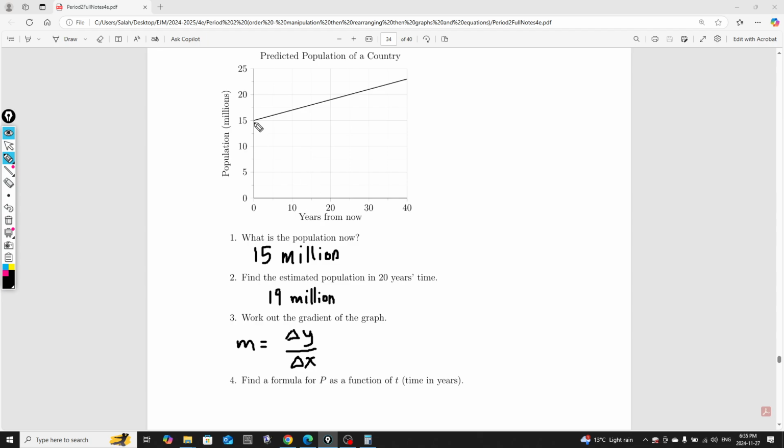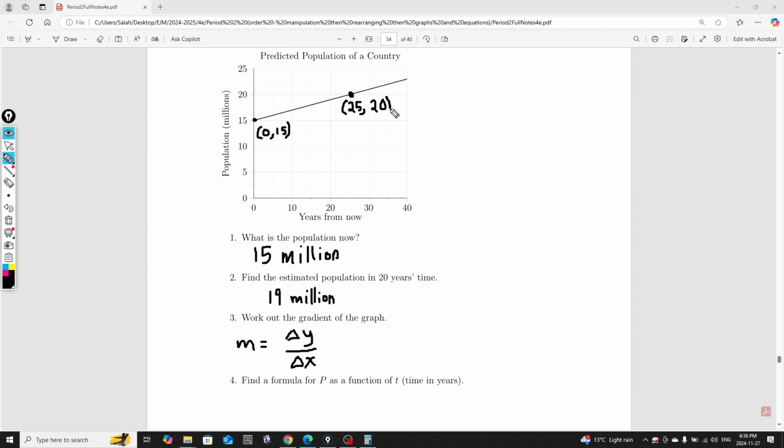So for example, I'm going to use this as my first point. I'm going to say this point right here, which we know its coordinates are 0, 15. I'm going to say that this is my first point. And then I'm going to look for a second point on here whose coordinates can be very obvious, or where I don't really have to estimate the coordinates, right? And when I look through this, it looks like that second point is right about here. It looks like at about 25 years from now, the population is going to be 20 million.